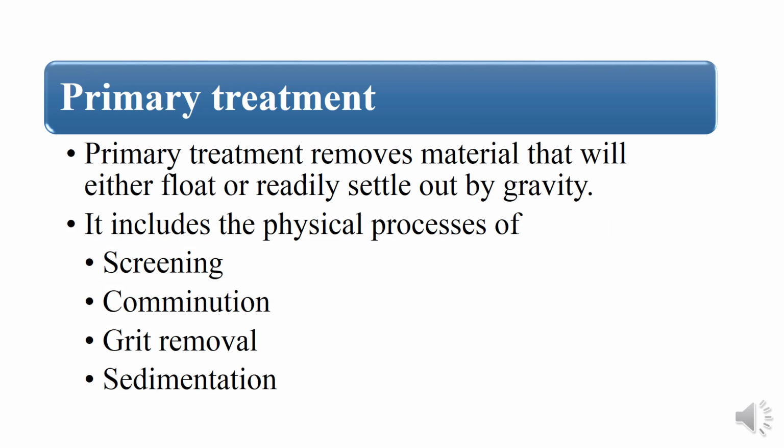Primary treatment removes material that will either float or readily settle out by gravity. It includes the physical processes of screening, comminution, grit removal, and sedimentation. These are the four sub steps of the primary treatment for the removal of different physical agents, which are floating on the surface of water or can be easily settled down.